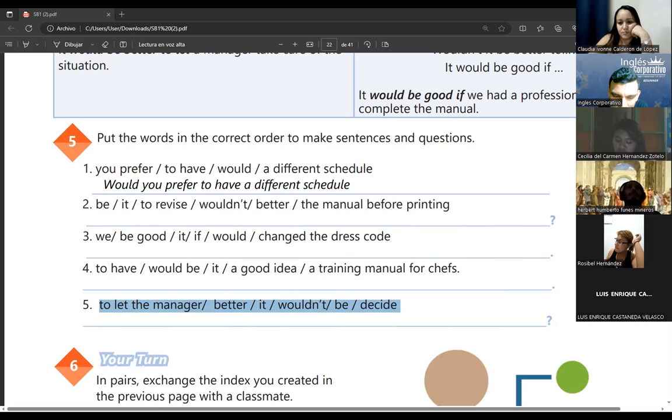It would be better if you change your cell phone. All right. It would be better to go to the meeting. It would be better if you left early. All right, if you left early, very good. How about Mr. Jonathan? Ah, he's listening right now. Mr. Guillermo Antonio.